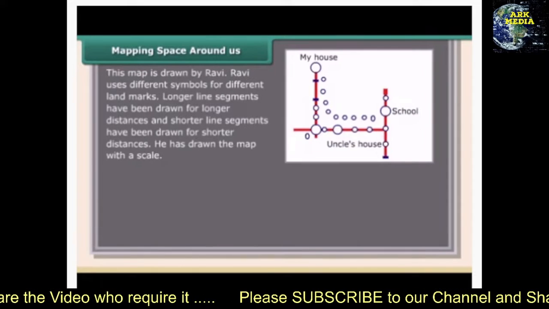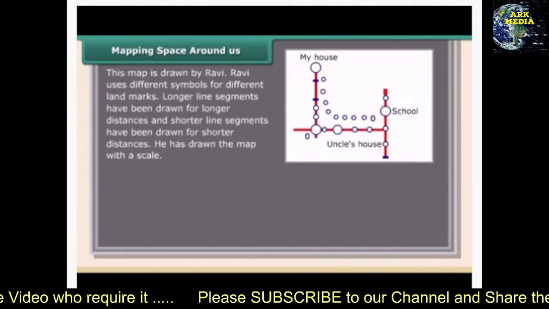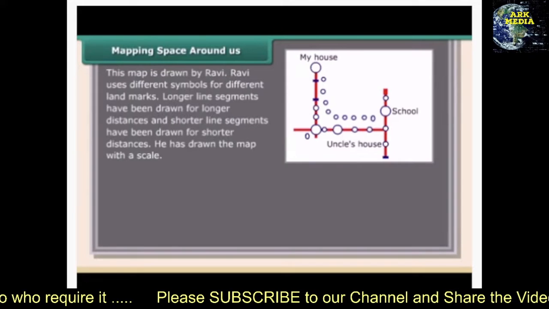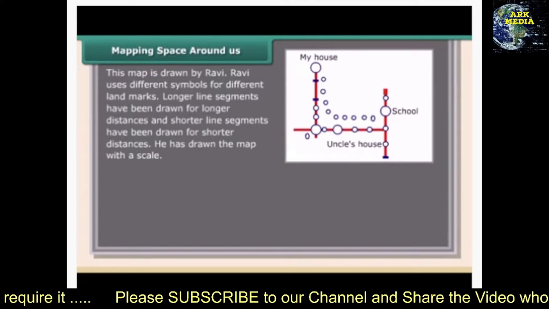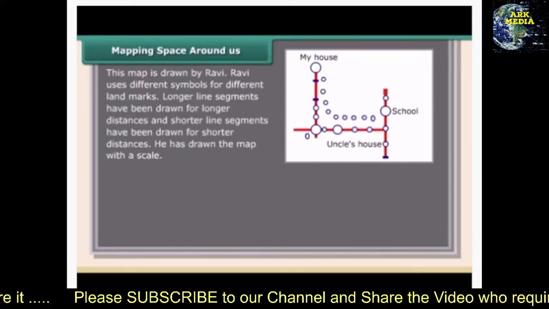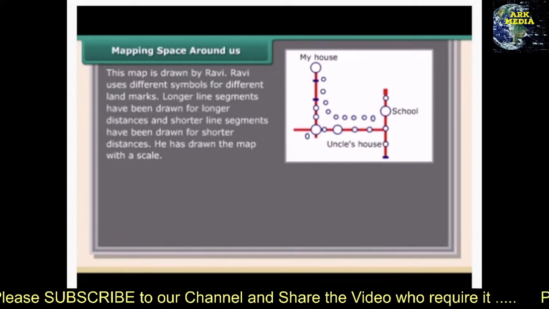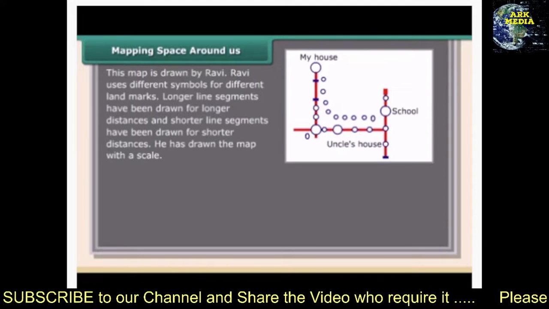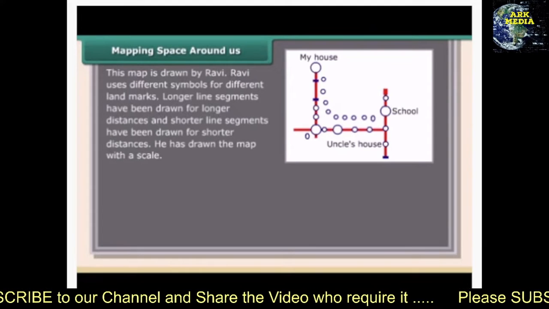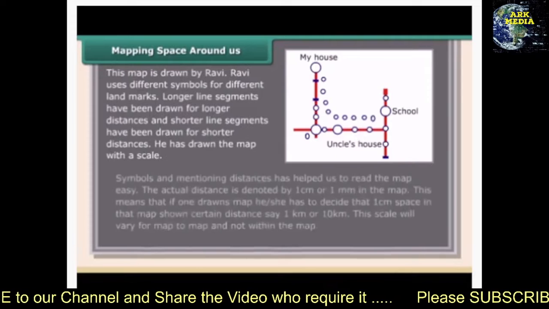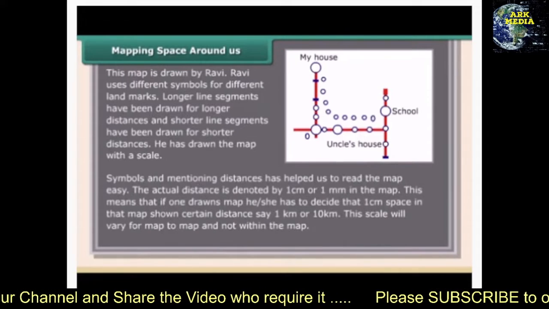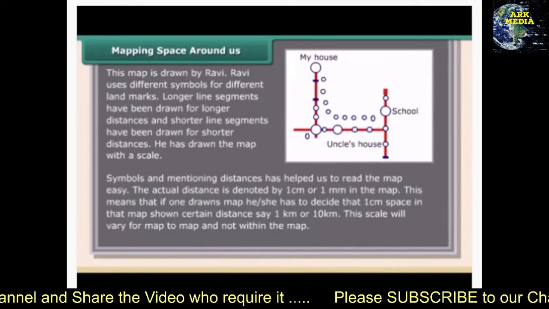This map is drawn by Ravi. Ravi uses different symbols for different landmarks. Longer line segments have been drawn for longer distances, and shorter line segments have been drawn for shorter distances. He has drawn the map with a scale. Symbols and mentioning distances has helped us to read the map easily.